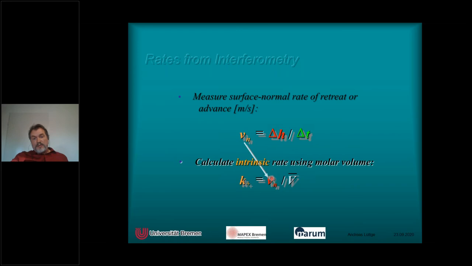it by the molar volume of the material that you are corroding or growing, right, then you get what we call the intrinsic rate, or some people call that the rate constant. Right, the intrinsic rate in moles per meter squared per second. And the big advantage that we have is that this approach circumvents the problem of externally quantifying surface area.